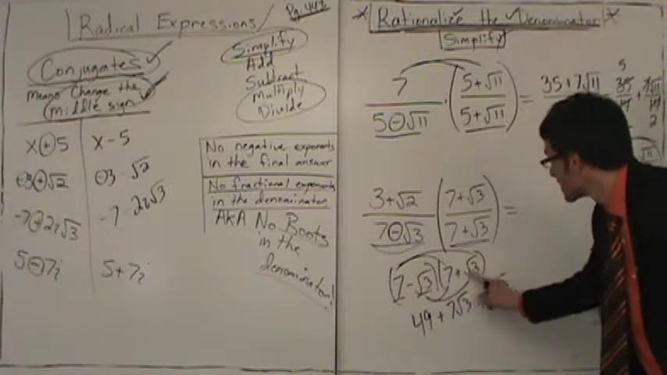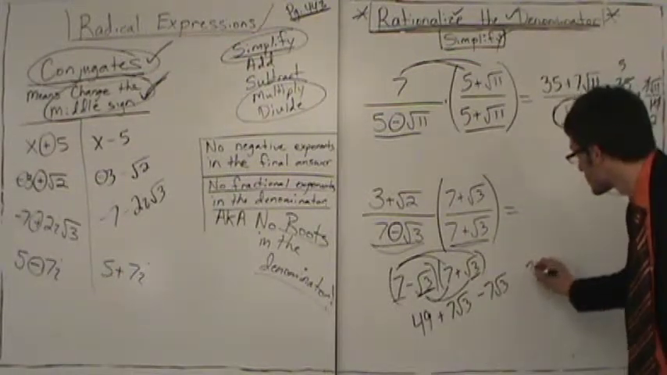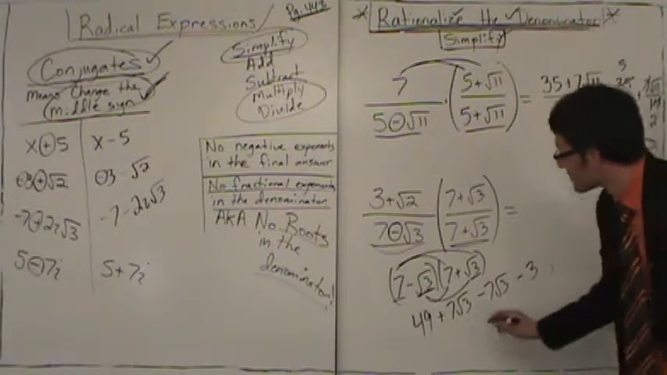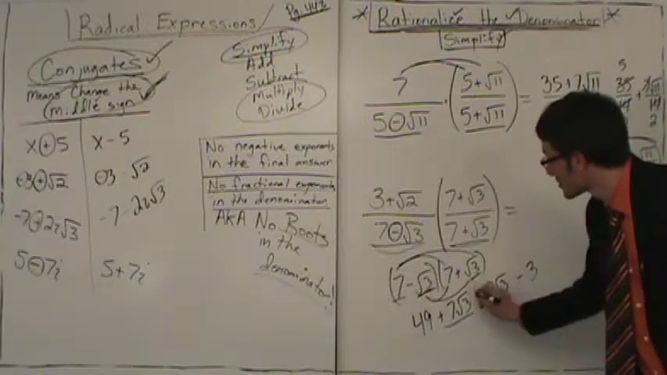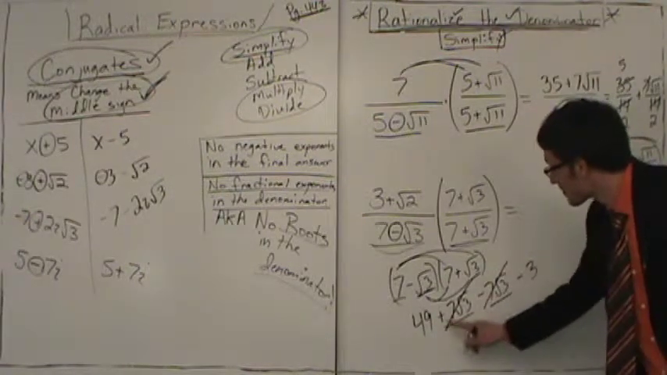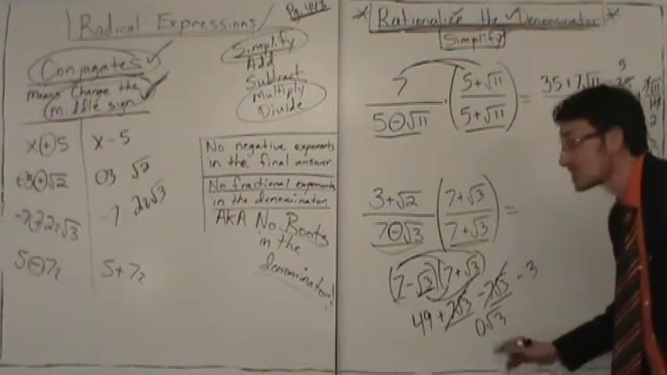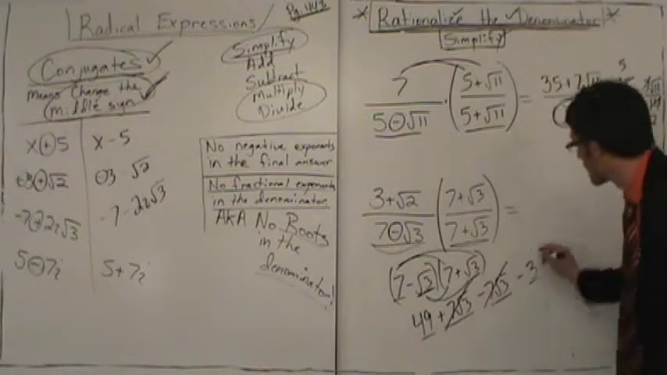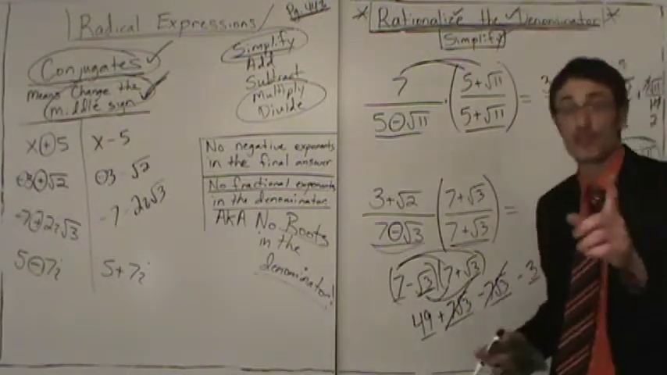And negative root 3 times root 3, be careful, root 3 times root 3 cancel out, leaving just 3. Negative times positive is negative. Now, notice we have a positive 7 root 3 and a negative 7 root 3. When we multiply conjugates, the center cancels. 7 root 3 minus 7 root 3 gives 0 root 3, which is just 0. So this cancels out, and we combine our numbers. 49 minus 3 is 46. So we get a denominator of 46.